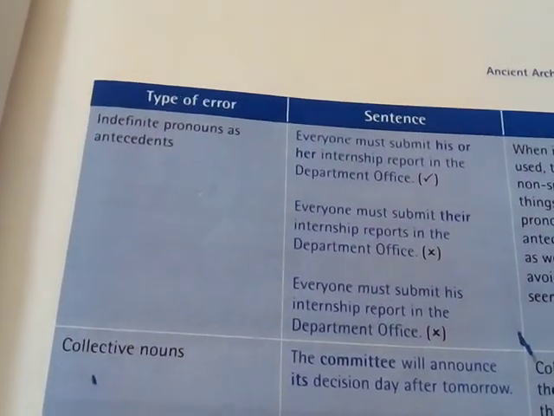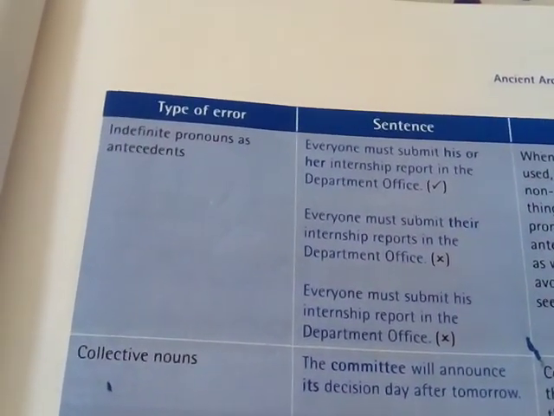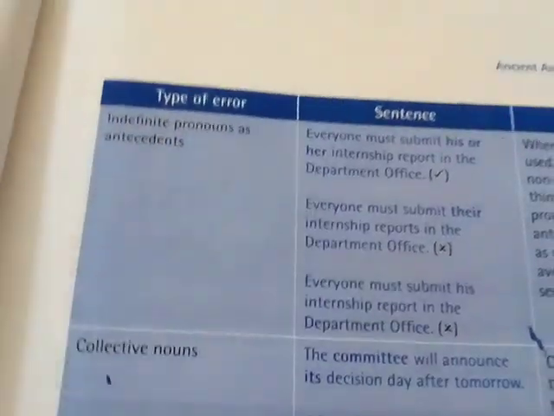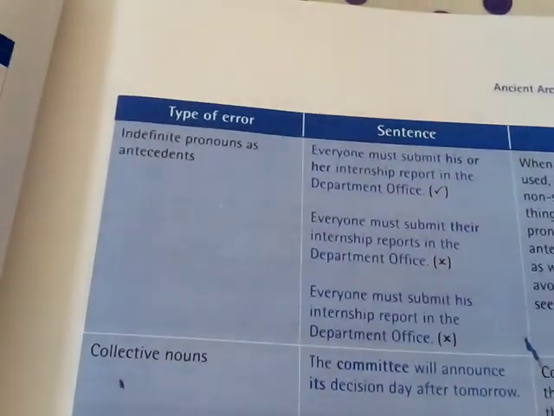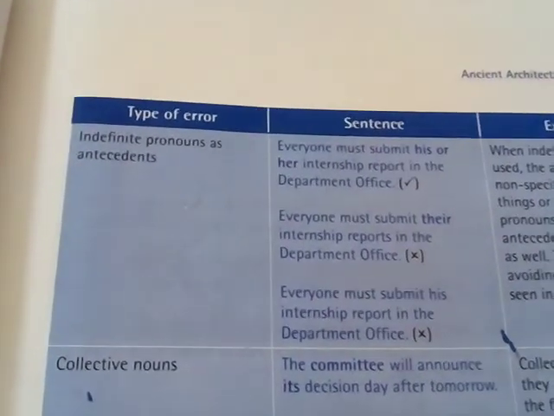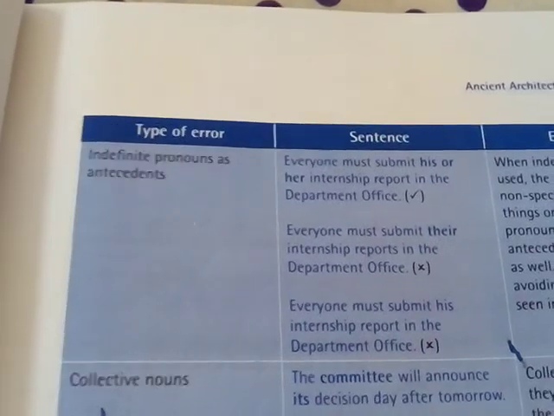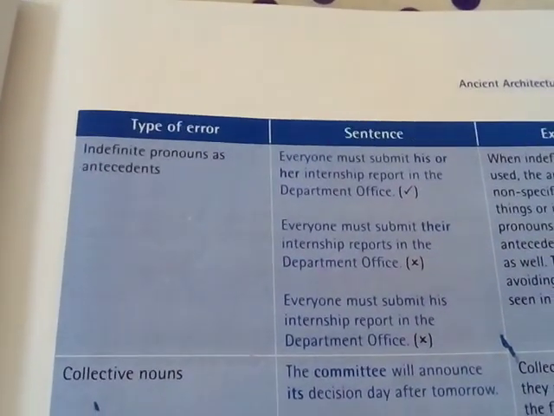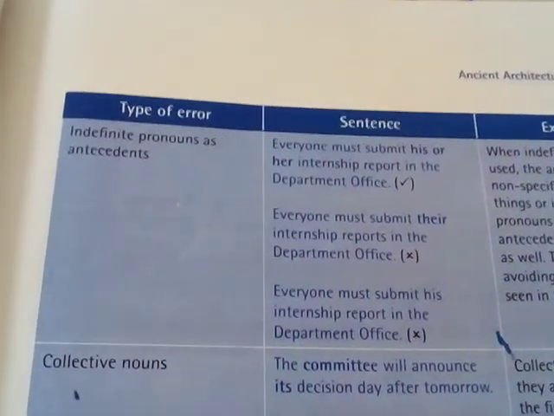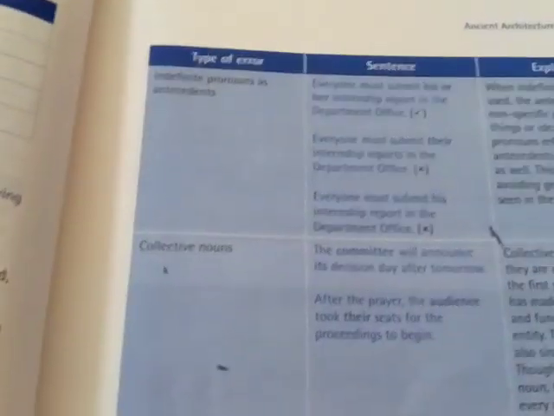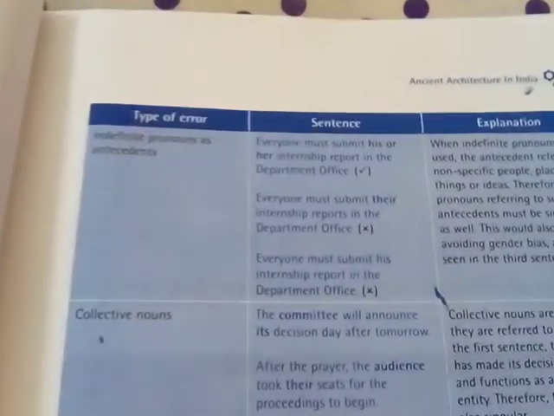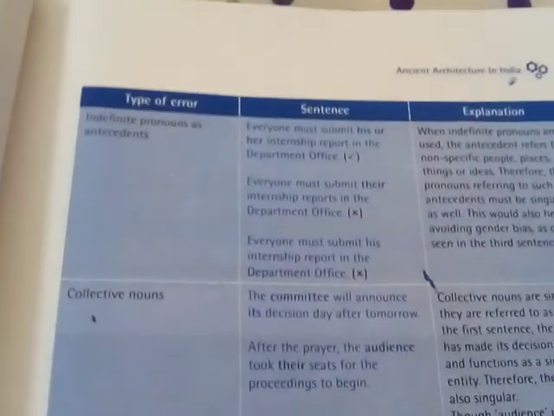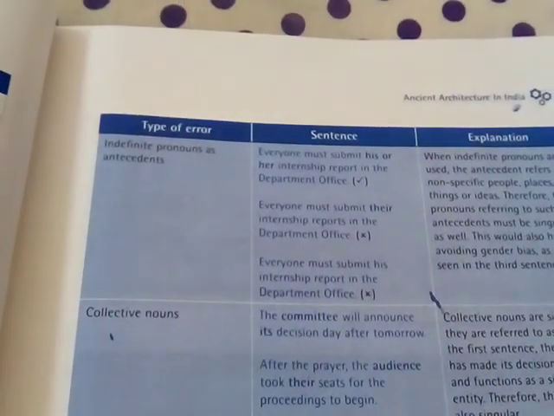For example, everyone must submit his or her internship report to the departmental office. When it comes to everyone, generally people make a mistake that everyone comes under they. No, everyone must submit his or her, because everyone is singular in this context. So everyone is always followed by a singular pronoun. Everyone must submit their internship is by default wrong, because everyone is singular. Somebody again is singular. So these are indefinite pronouns as antecedents.